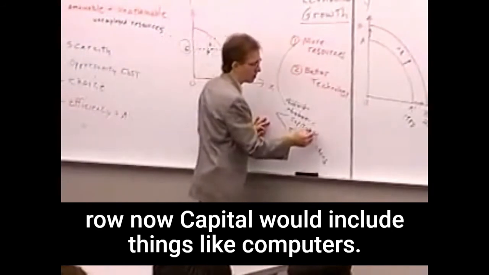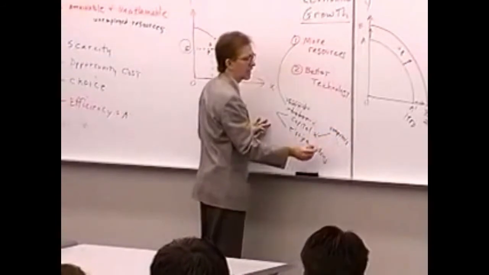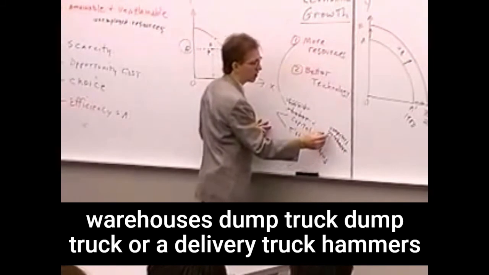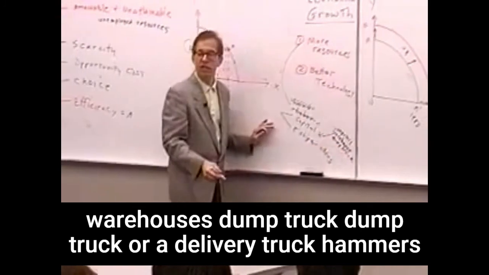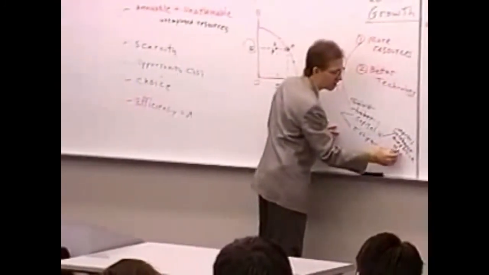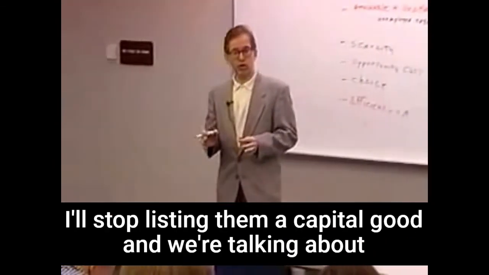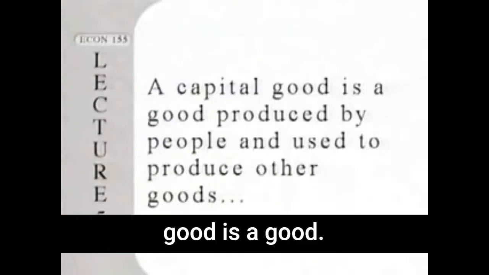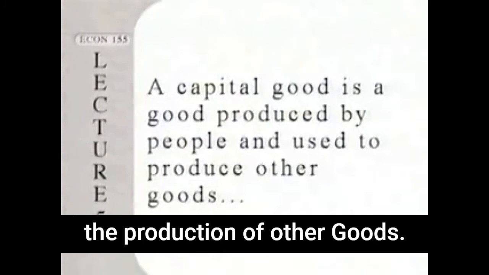Now, capital would include things like computers, warehouses, dump trucks, or a delivery truck, hammers. And that's a few examples. I'll stop listing them. A capital good, and we're talking about something physical, something tangible here, but a capital good is a good that has been produced by people, and it's used, in turn, in the production of other goods.